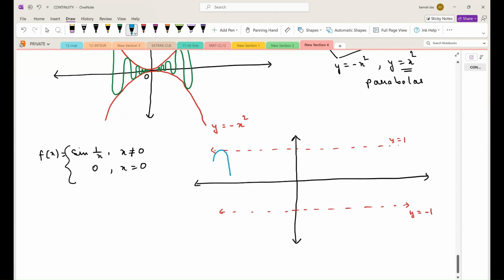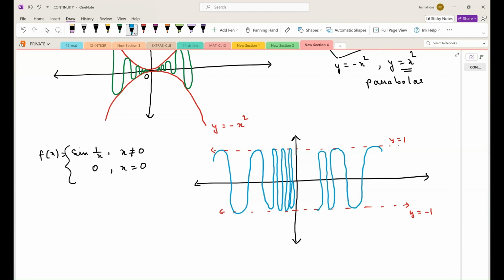It oscillates like this. Initially it will have some bigger gaps, then the gaps will start reducing, and it will become more and more erratic as it approaches 0. Very erratic, like this. Similarly here also, initially the gaps are bigger, the gaps get closer, and then every moment it jumps up and down, up and down, up and down.